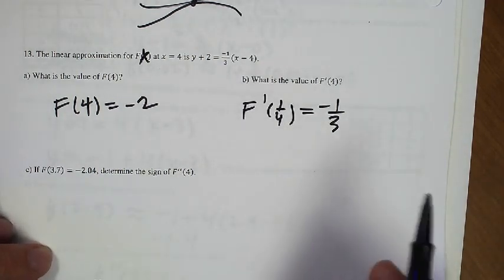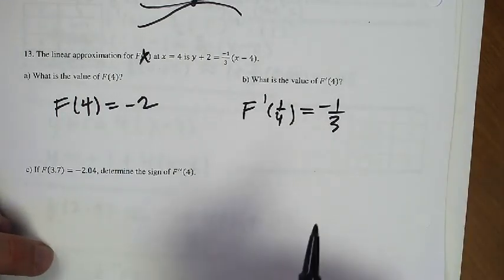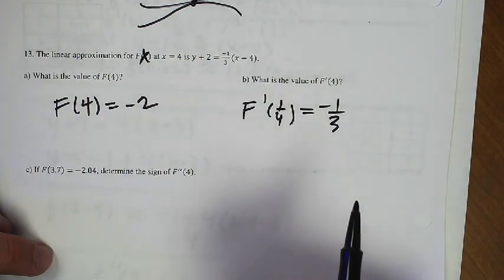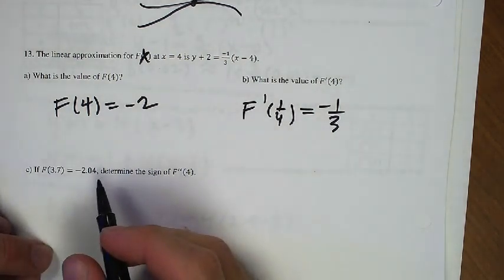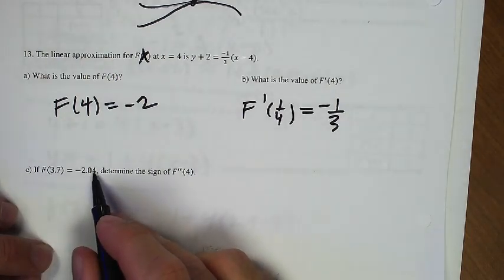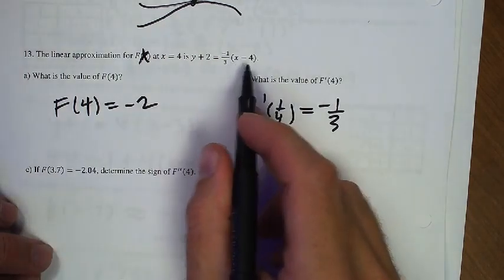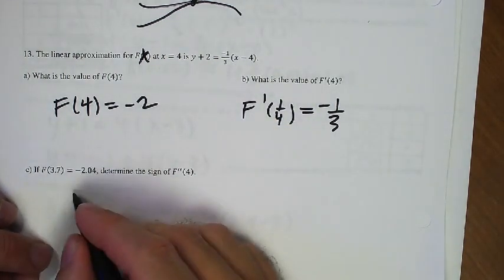This is another backwards question. I've got some good versions of this kind of backwards question to figure out the second derivative based on the approximation, but some of the other problems on this homework were very lacking. This is a good one to end on, though. So f of 3.7 is -2.04. So we're going to need to approximate f of 3.7 using the tangent line.